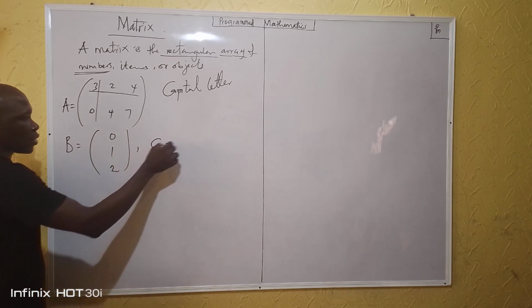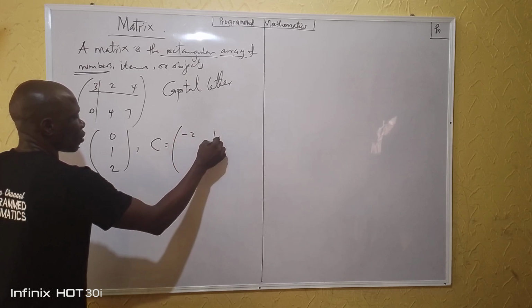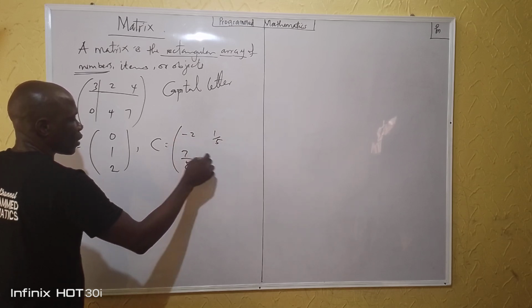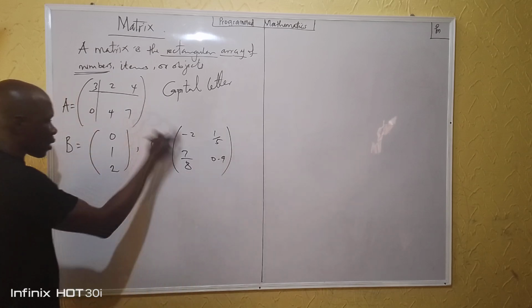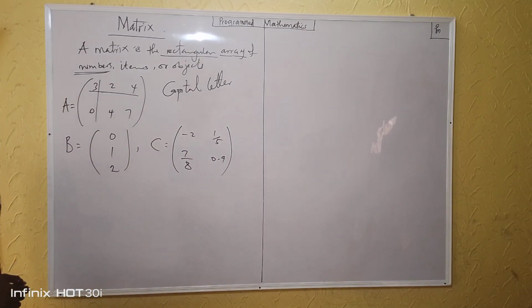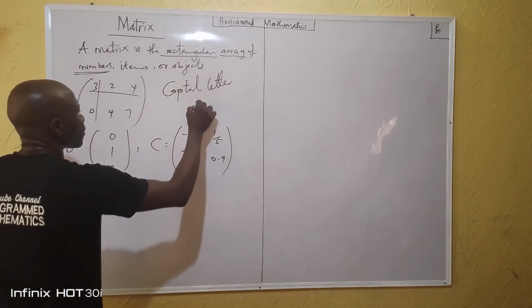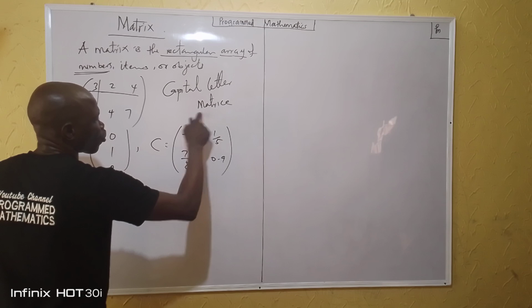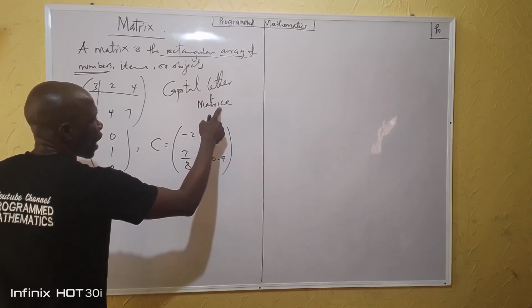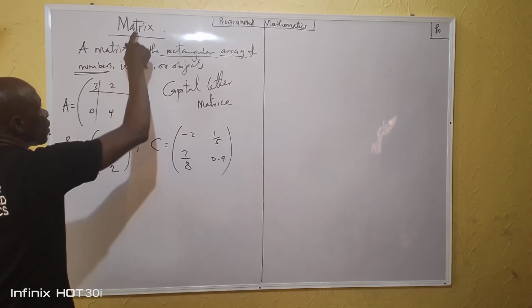Or I have matrix C. Matrix C contains the numbers -2, 1/5, 7/8, and let's say 0.9. So these are a series of examples of a matrix. Now, before we continue, it's important to know that the plural form of a matrix is matrices, spelled T-R-I-C-E-S as against T-R-I-X.